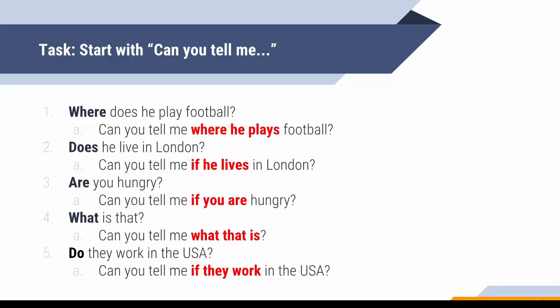Let's do it. Start with can you tell me? Where does he play football? Where does he play? Starts with where, with the question word. After that, present simple. Can you tell me where he plays football? No inversion needed, just normal sentence formed. Does he live in London? Can you tell me if, as a linker, and present simple after that, if he lives in London. Are you hungry? Can you tell me if, because you have a general yes-no question, if you are hungry?